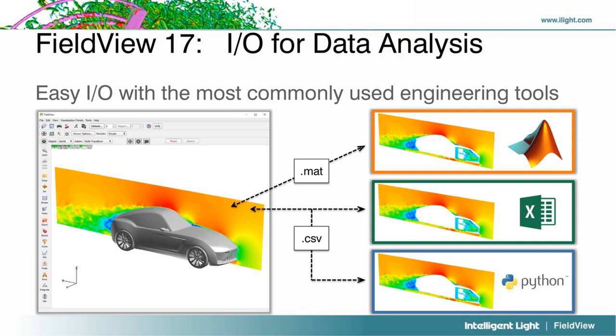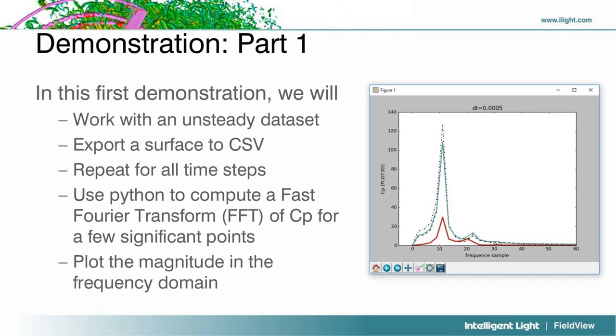So it seems simple like this. Really, what we are trying to do here again is an open framework to let you more easily get data in and out of FieldView and do more analysis after that. So to give you some ideas of what could be achieved with this method, we're going to go through a two-step demonstration. So let's look at what we'll do in part one.